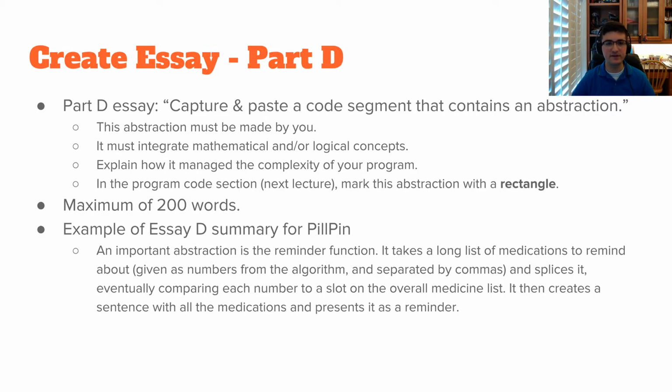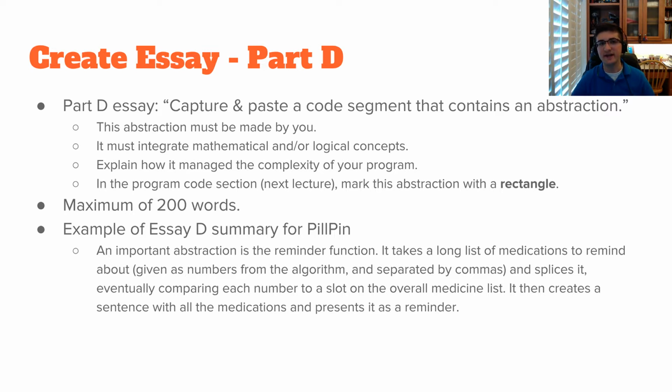Now, part D is going to be capturing and pasting the code that contains an abstraction. We went over the abstraction. It makes a lot of different individual items into one big item. The abstraction needs to be made by you. It has to integrate mathematical and/or logical concepts, and then it has to manage the complexity of your program.